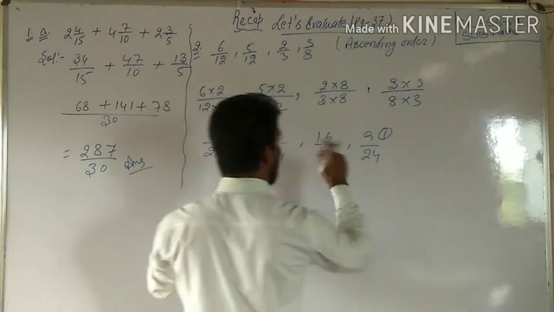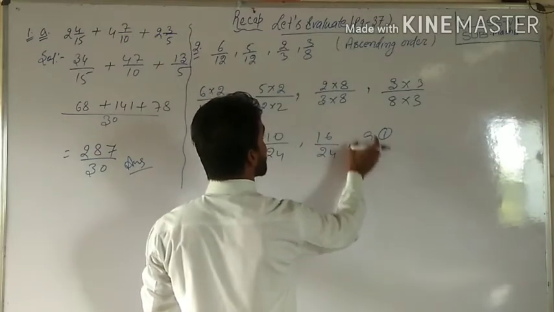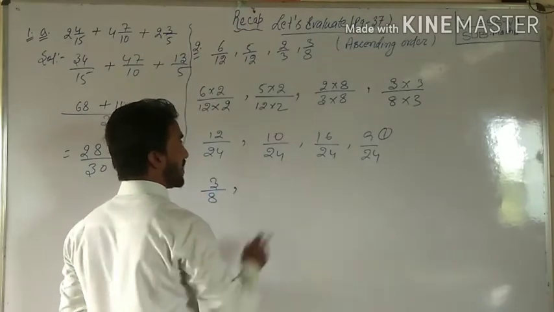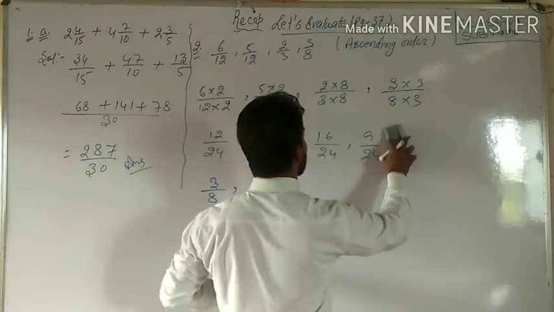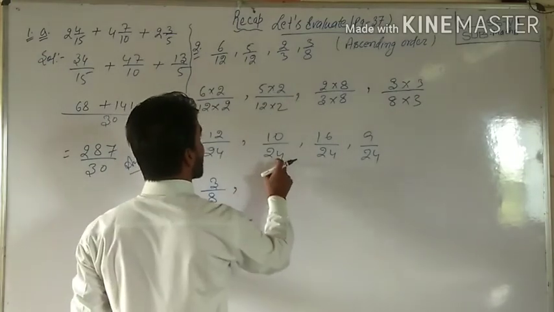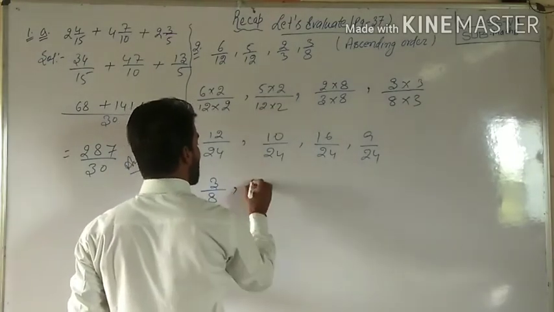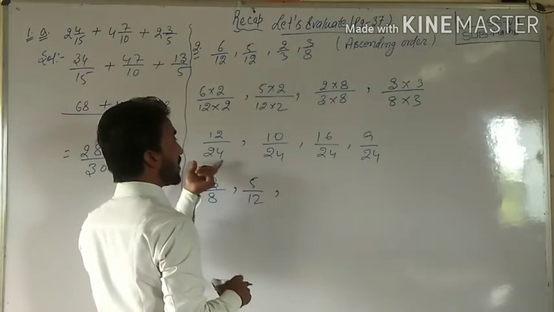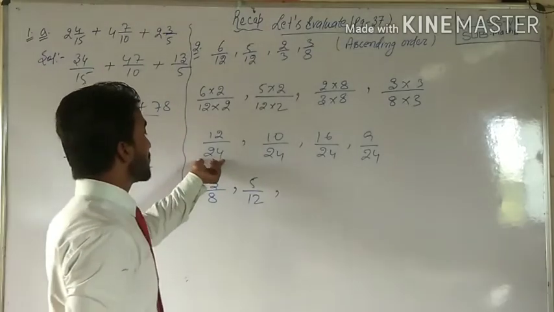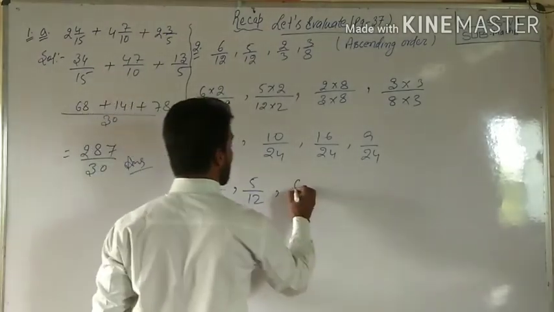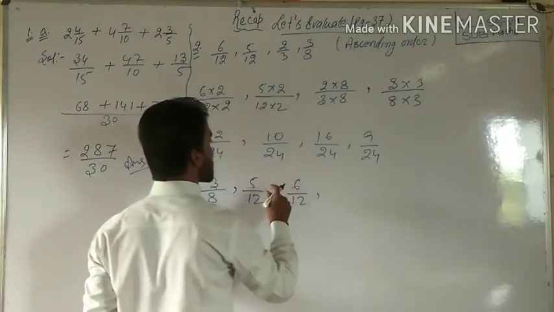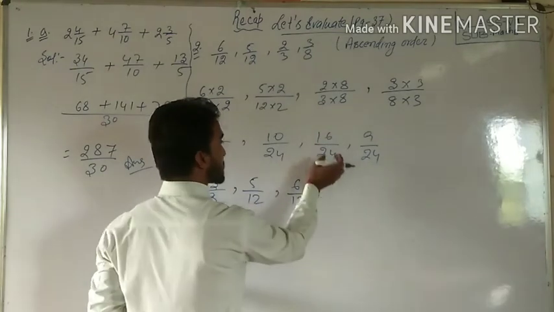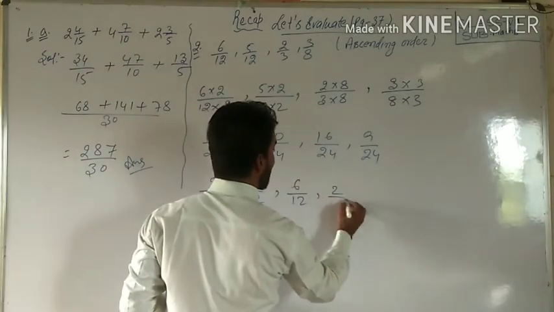This one, 9 by 24. 9 by 24 is written instead of 3 by 8, so we will write it first. After 9 by 24, which fraction is there? 10 by 24, written instead of 5 by 12. Next, 12 by 24. Am I right, students? 12 by 24 is written instead of 6 by 12. Next, at last, 16 by 24. It means this is the biggest one, the last fraction. 16 by 24 is written instead of 2 by 3.